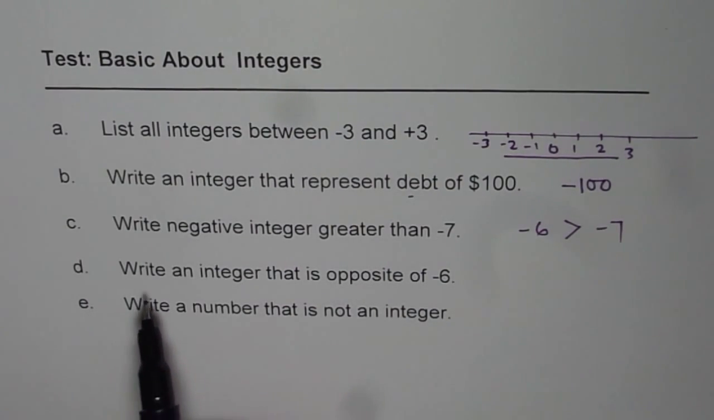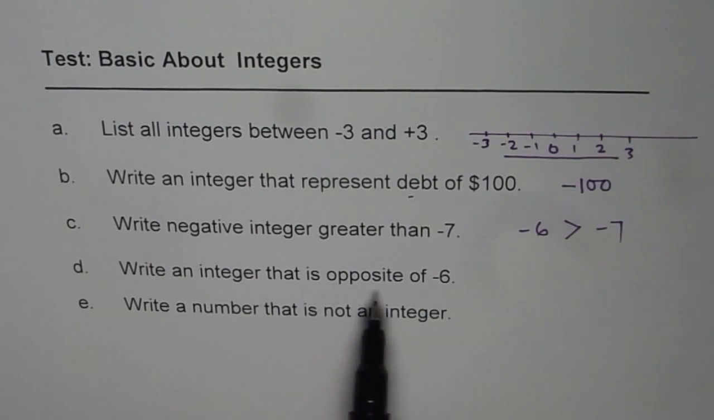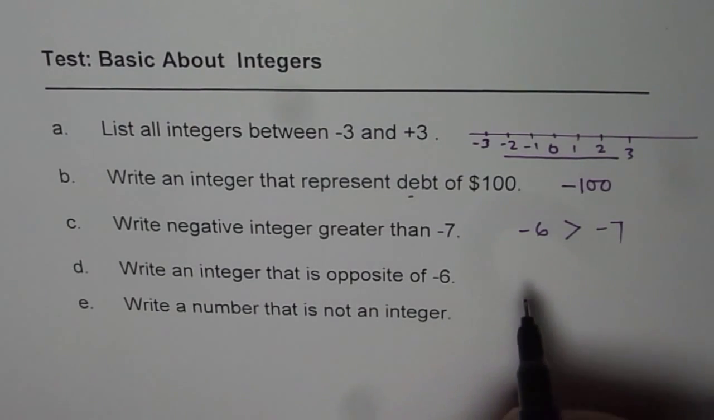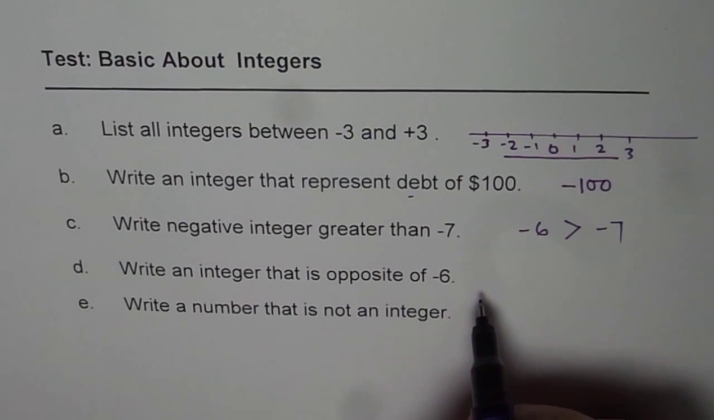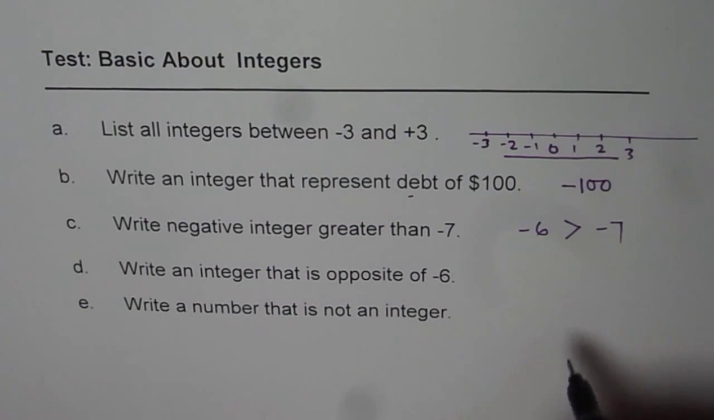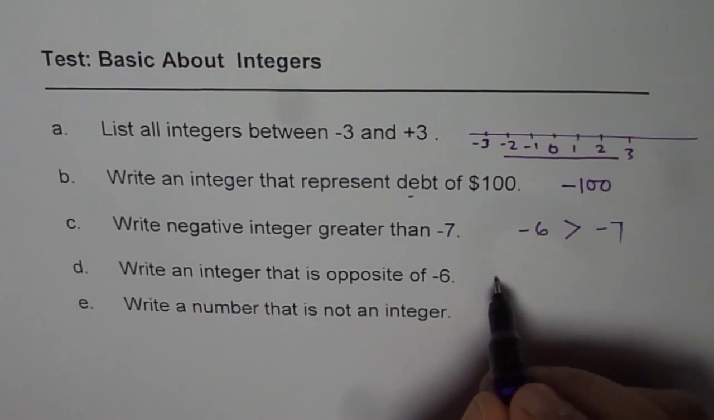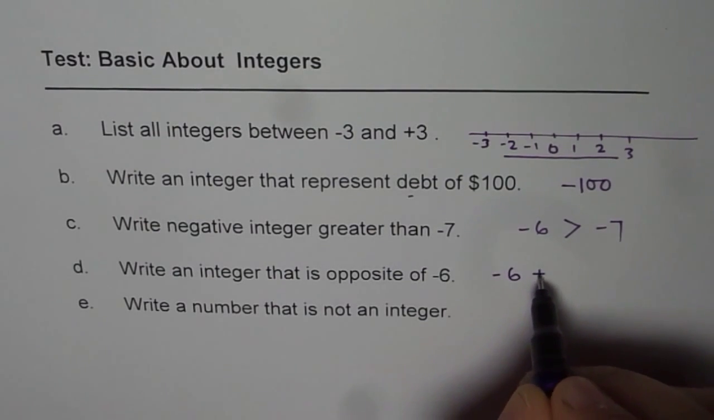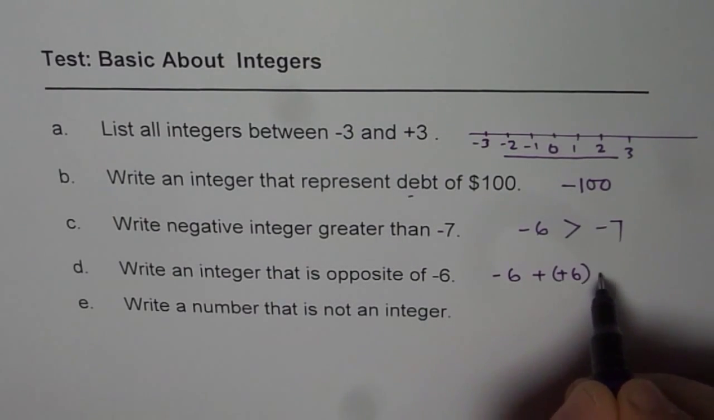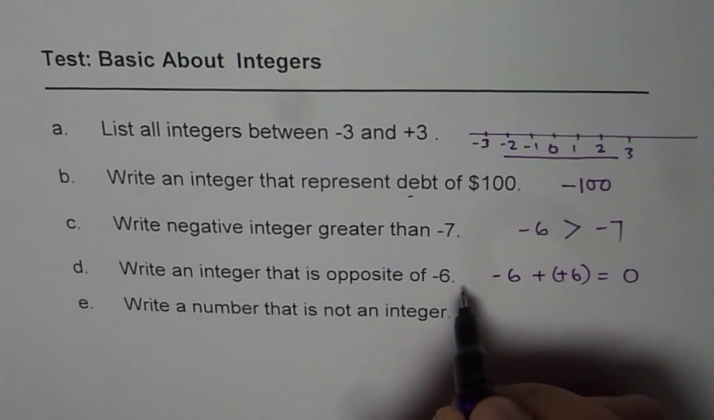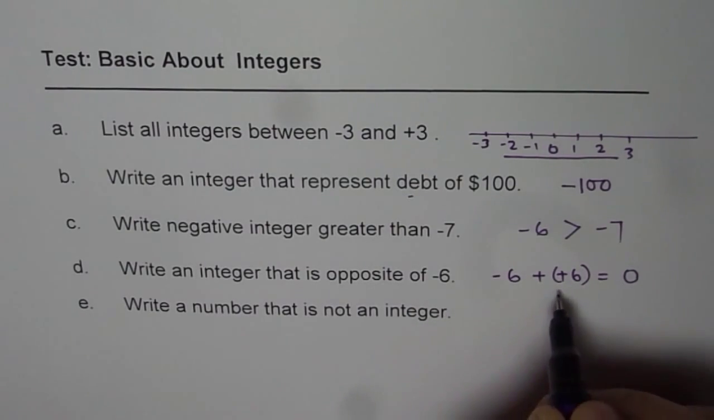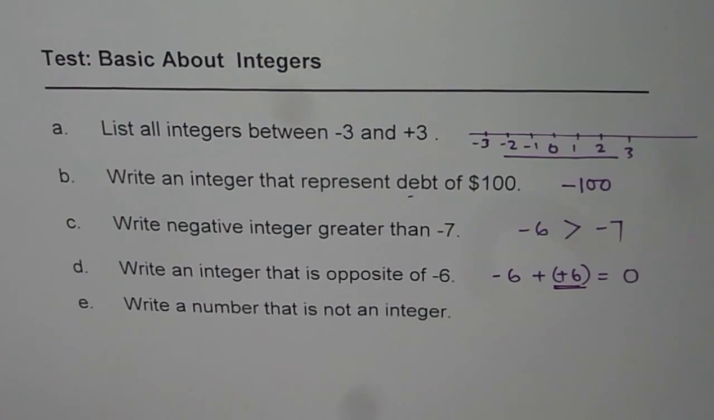Write an integer that is opposite of -6. So opposite is a number which when added gives you 0. So the number is +6. So we have -6. If I add the opposite number, which is +6, I'll get 0. So the answer here is +6, right? So +6 is your answer.